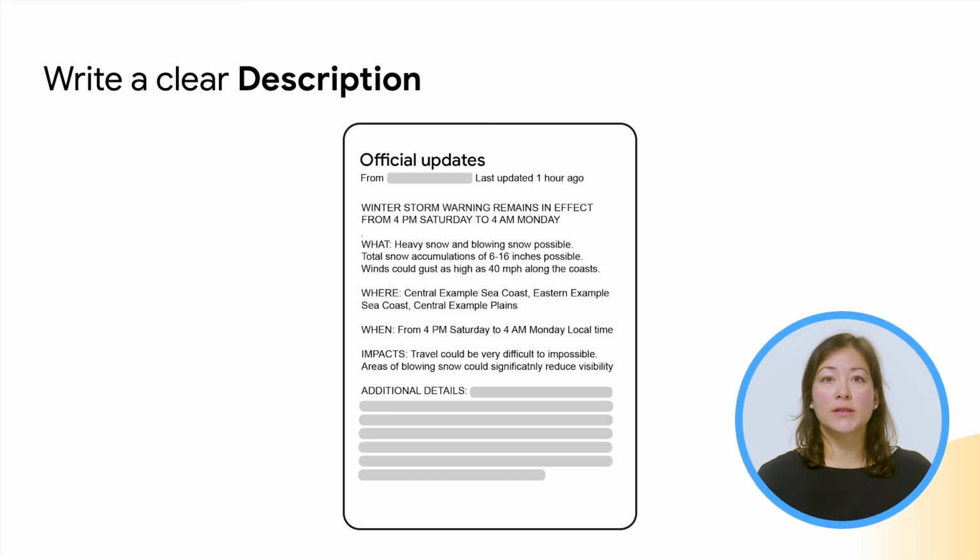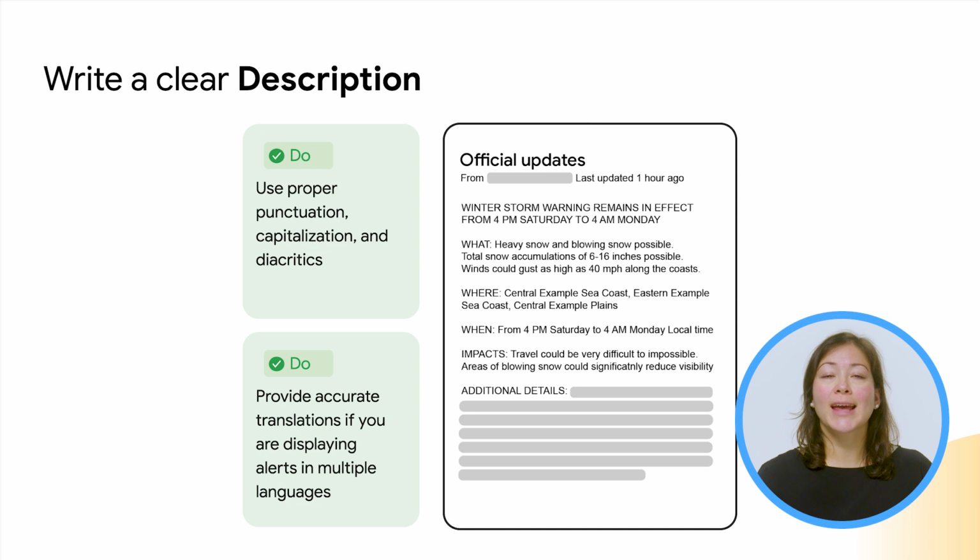For the description element, write concise, easy-to-understand descriptions. Include all relevant information about the situation to keep the public informed. Answer users' critical questions as much as possible. What is happening? Where? How bad is it? What to expect? Use proper punctuation, capitalization, and diacritics.